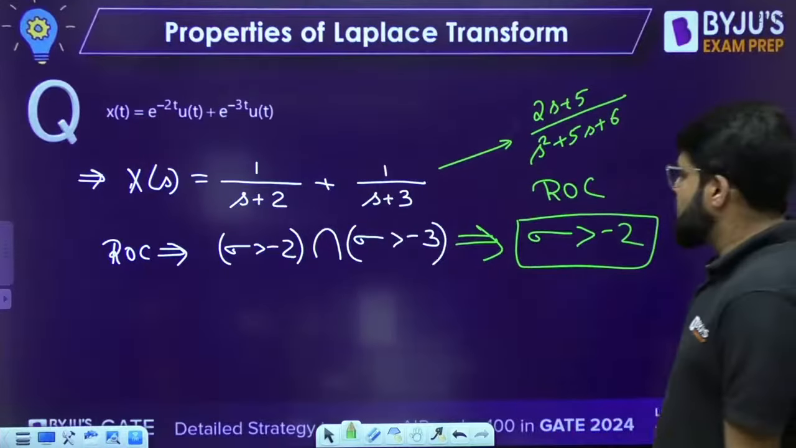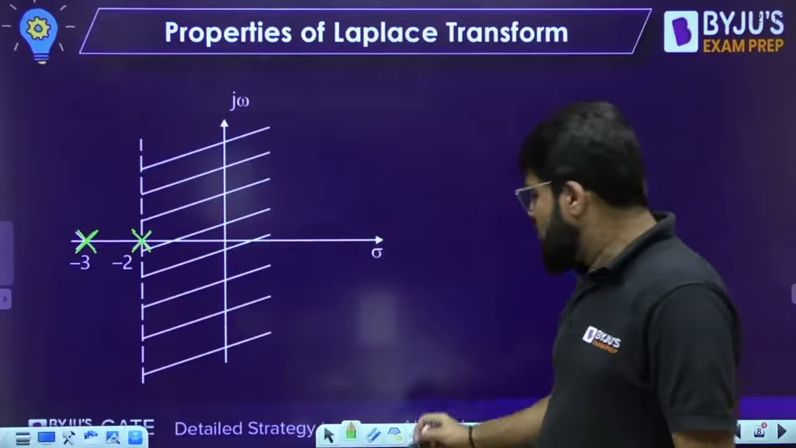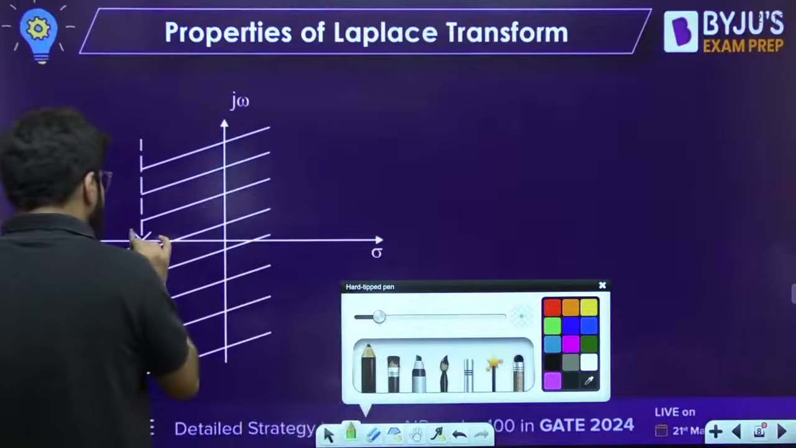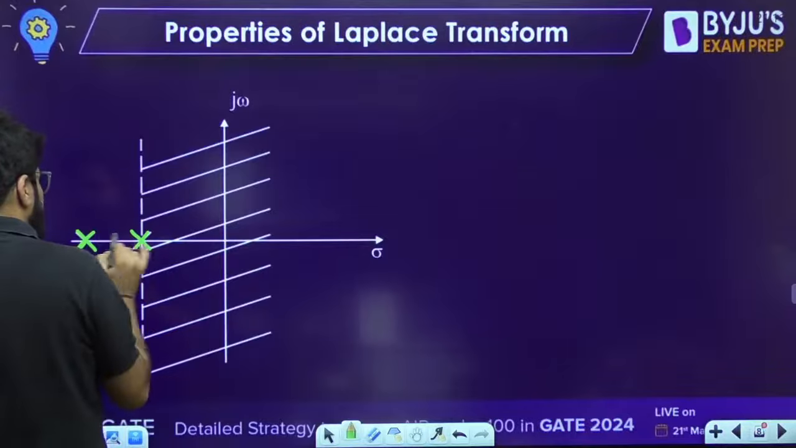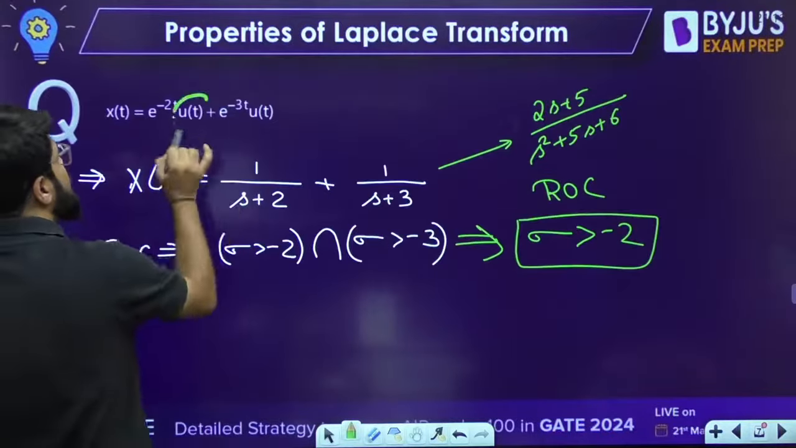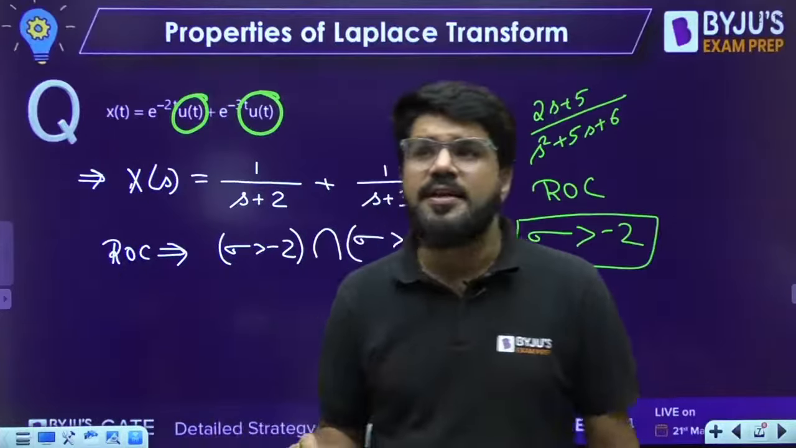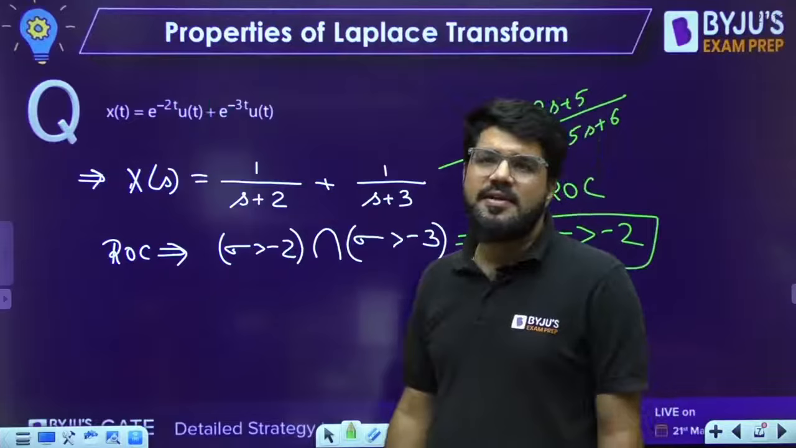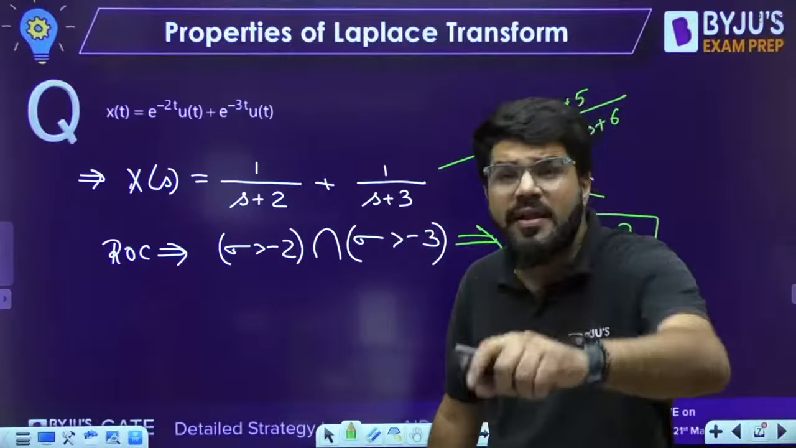So sigma greater than -2 is the final ROC, and that is sketched in front of you. One more thing, if you recall, I told you in the last class that whenever it is a right-sided signal, so u(t) and u(t), both the signals are containing u(t), that means it is ultimately a right-sided signal. And whenever you have a right-sided signal, the ROC is also right-sided, lying to the right of the rightmost pole.